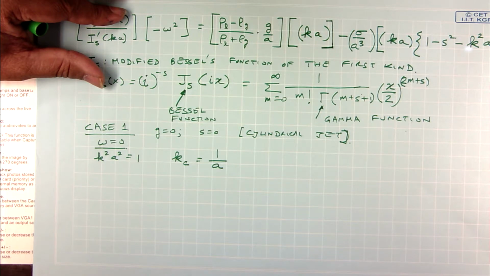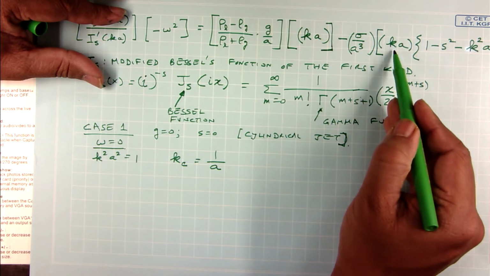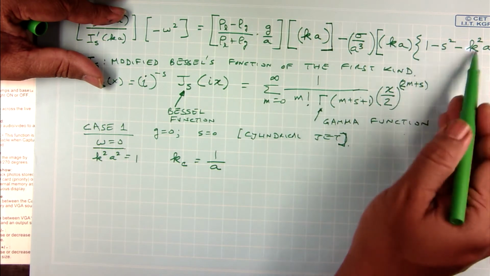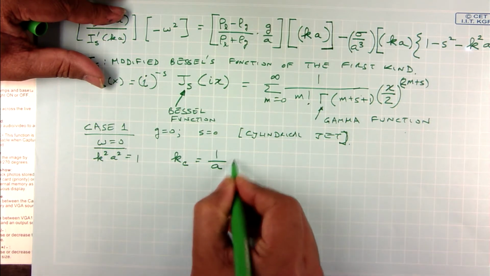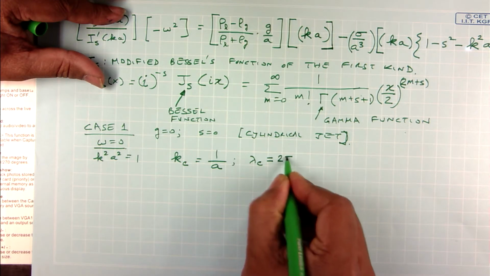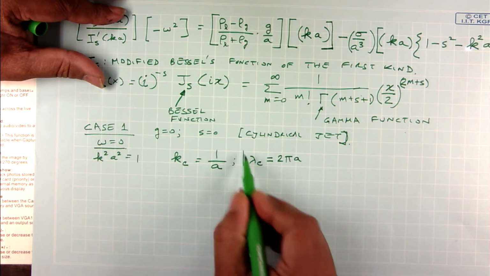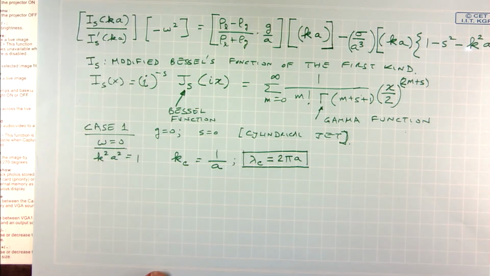Yeah. So, when G is equal to 0, this term goes away, and then your S goes away. So, your 1 equals k square a square. What that means is your critical wavelength is 2 pi a. That is a very interesting observation, that your neutral wavelength corresponds to the circumference of the jet.